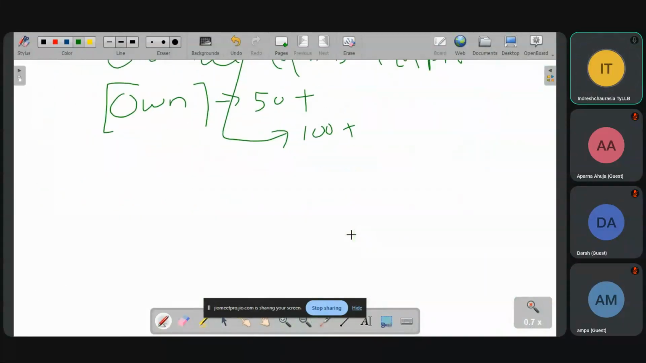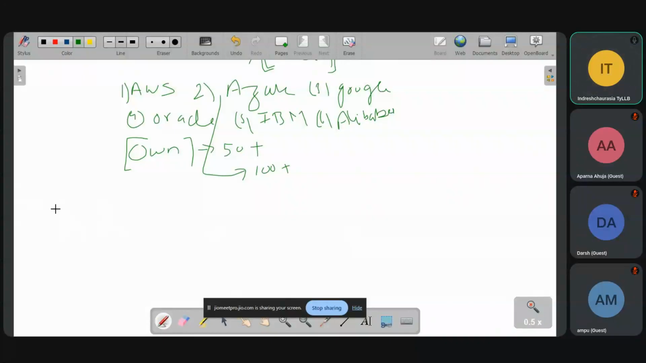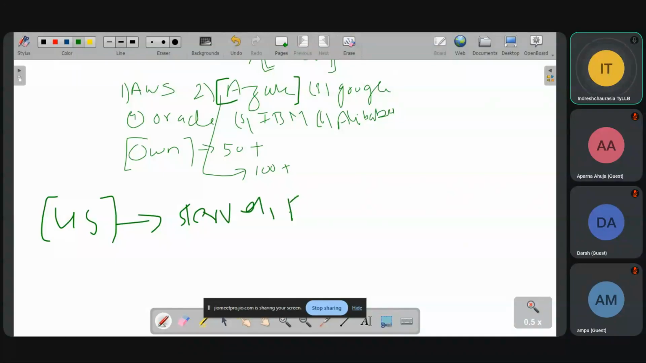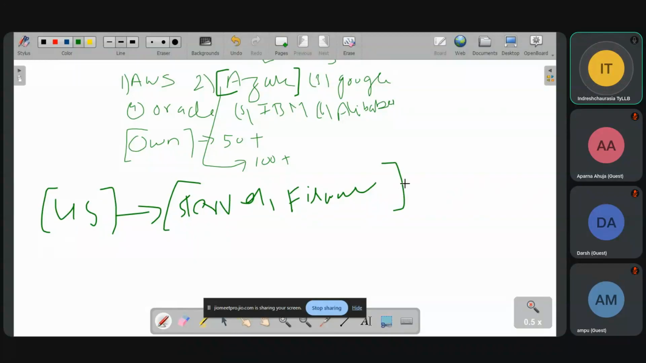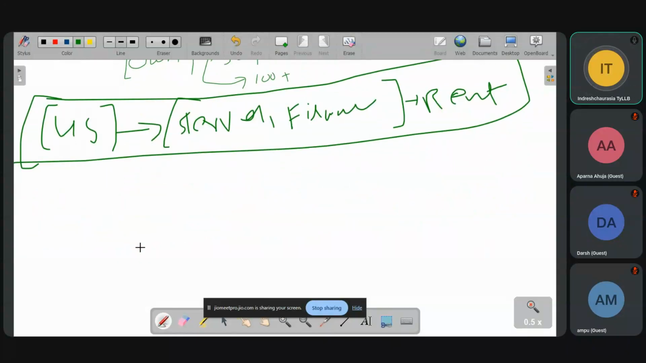If you are a startup or you want to build your company in the US, you don't need to buy or build your own data center there. Amazon already has a data center in the US. So you go there and ask to rent their servers, firewalls, and devices for as long as you require, and you pay rent for that. This is how the concept of cloud came into the picture.